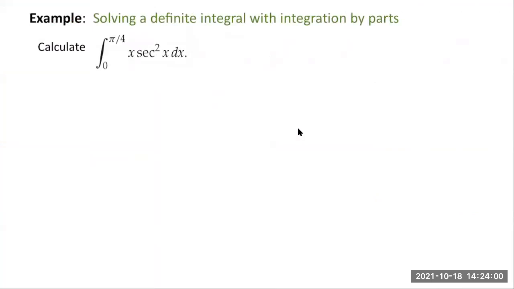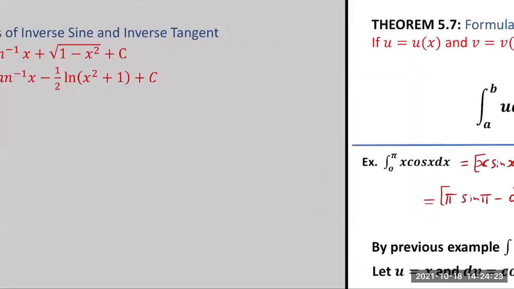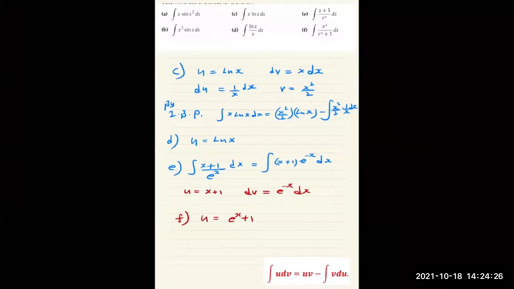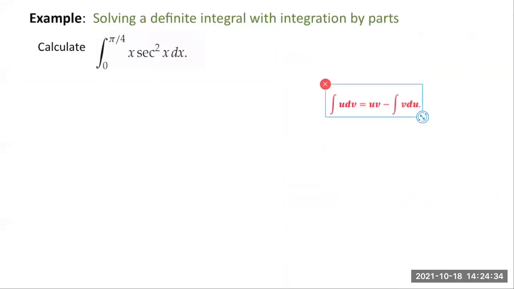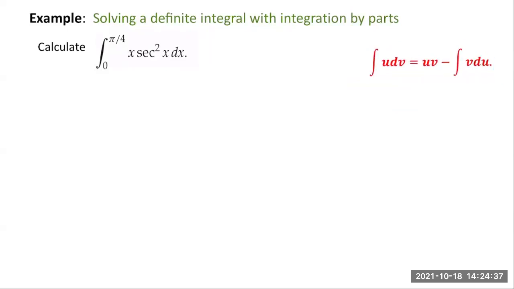All right. Here is the last example that I want to go over here. Let's work on this example. To apply integration by parts, my plan is to apply the integration by parts formula again. So I need to identify my u and dv in this case. First of all, let me copy the integration by parts formula again. Here is my integration by parts formula. So I need to identify my u and dv.